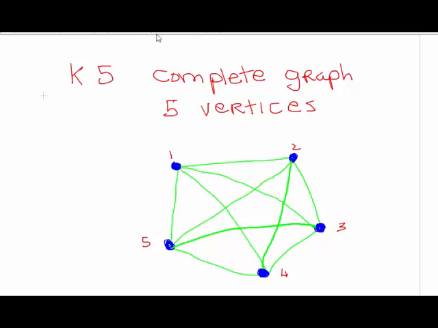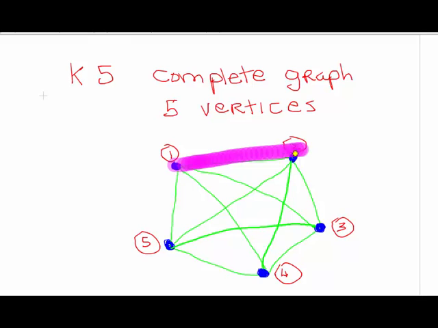Okay, in this question we're asked to sketch the complete graph K5. So I have it done here. K5 means that there's 5 vertices, and we have them there, 1, 2, 3, 4, and 5. And the idea of a complete graph is that each vertex is connected to each of the other vertices.